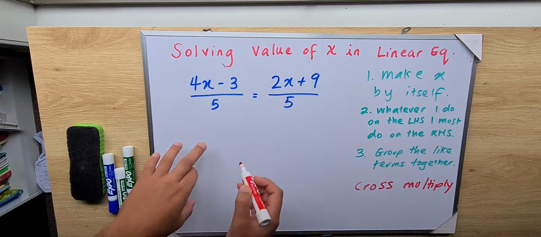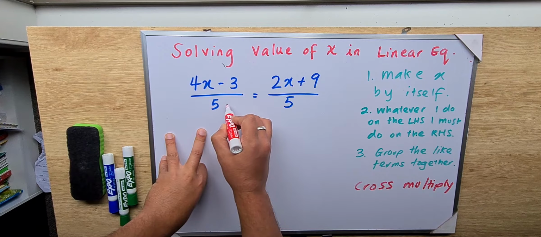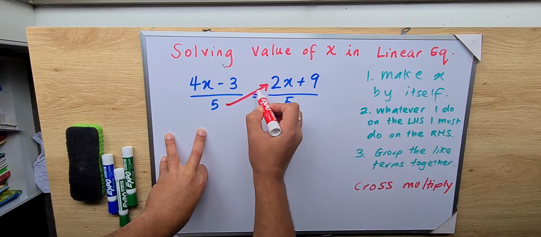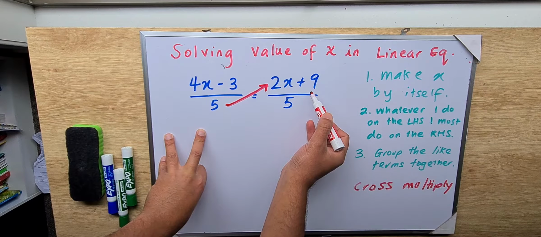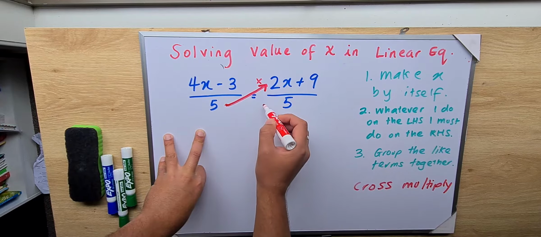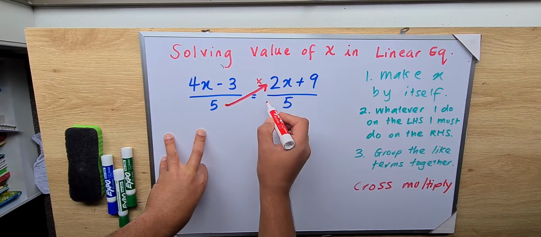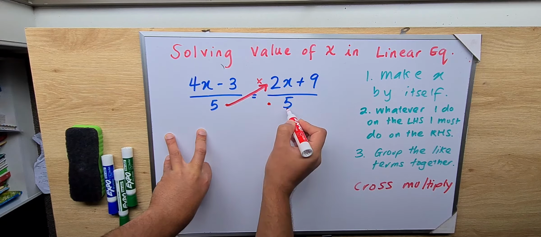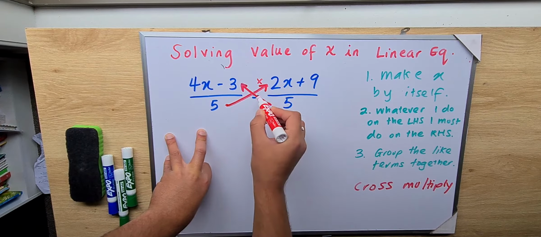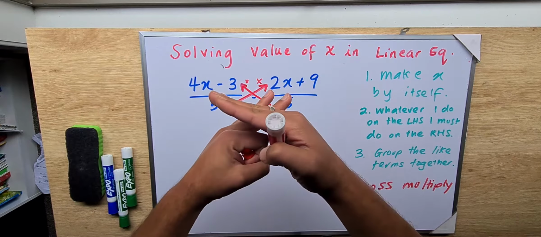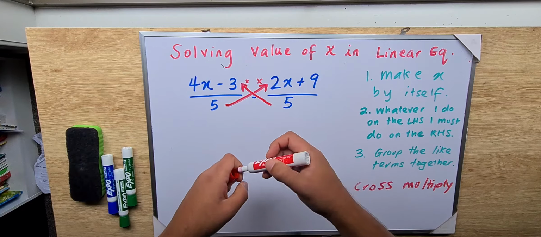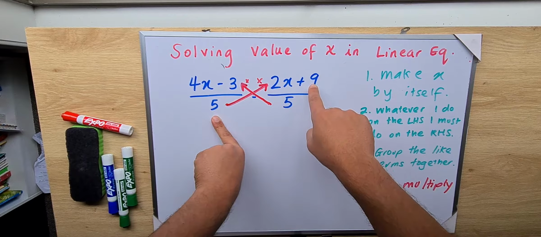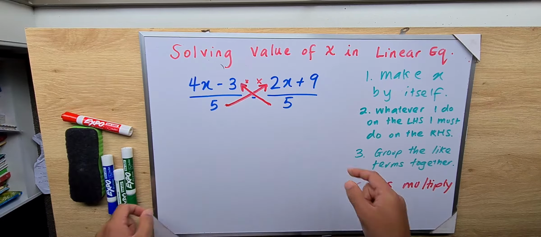And in order to do that, I'll take the denominator of the first fraction, which is 5, and multiply it with the numerator of the second fraction. So I'm multiplying 5 with 2x plus 9. And I'm going to multiply the denominator of the second fraction, which is 5, with the numerator of the first fraction. So as you can see, a cross is made. And we're multiplying, and hence that's where we get the name cross multiplication from. So I'm multiplying 5 with 2x plus 9, and multiplying this 5 with 4x minus 3.